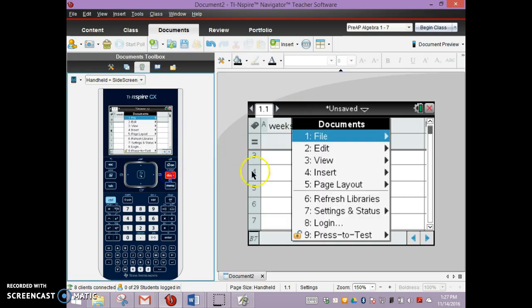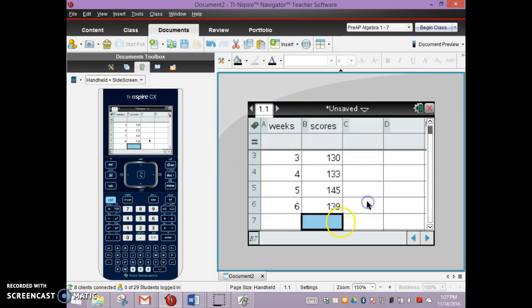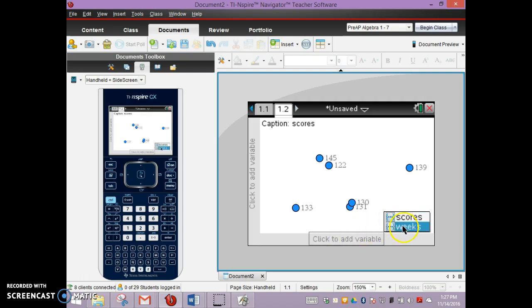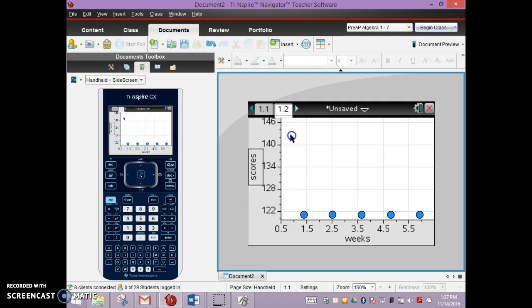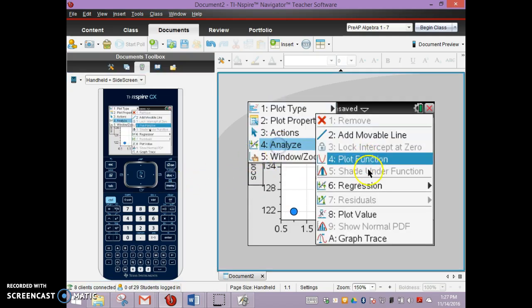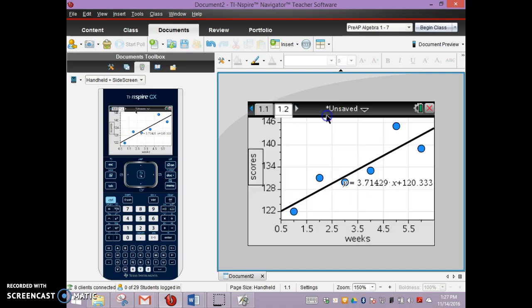Now we go to Document, Insert, Data and Statistics. Click your independent at the bottom. Click your dependent over here on the side. Menu, Analyze, Regression, Show Linear. And there's our equation, 3.71429x plus 120.333.